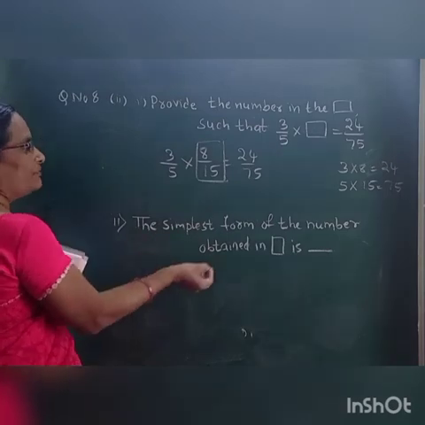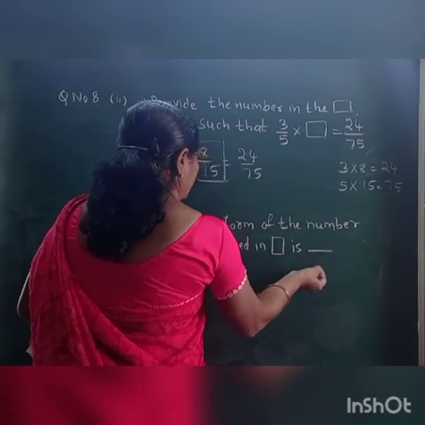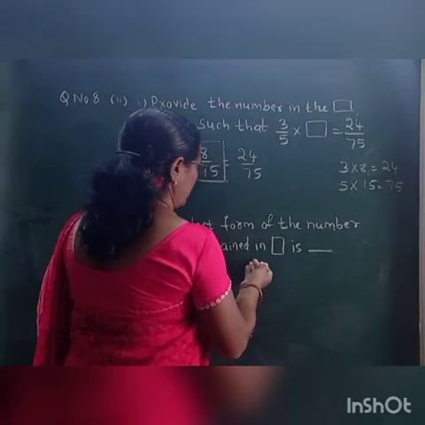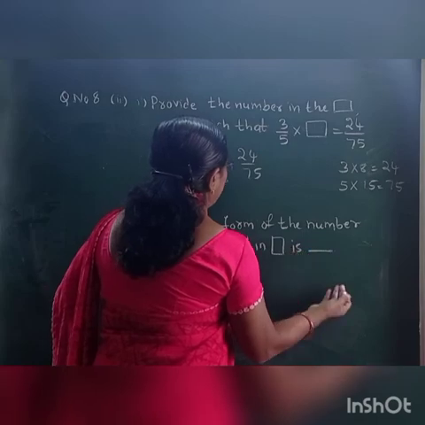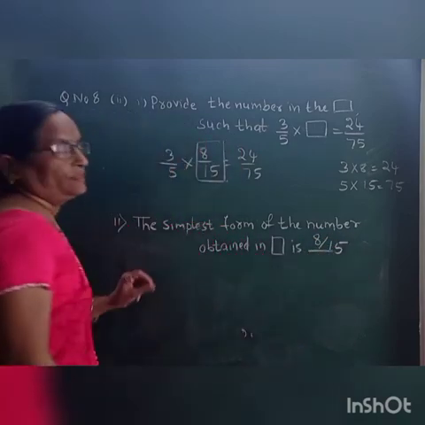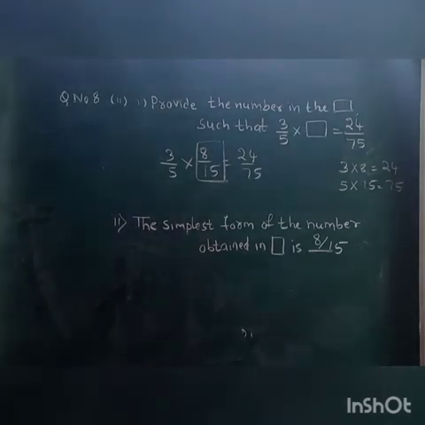Now we have to simplify it, and what we should get to, we have to see. We can't cancel these two numbers. So the number in the box simplified is 8 by 15. This completes the exercise 2.3. Complete the classwork.